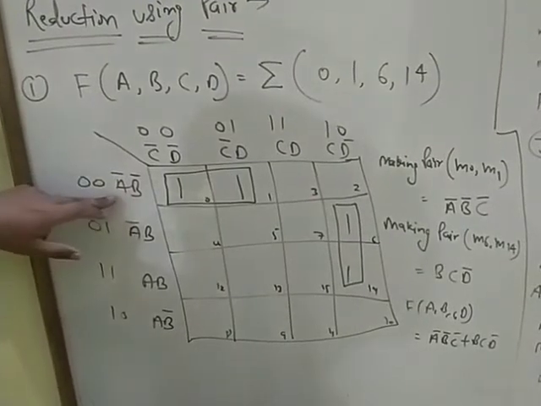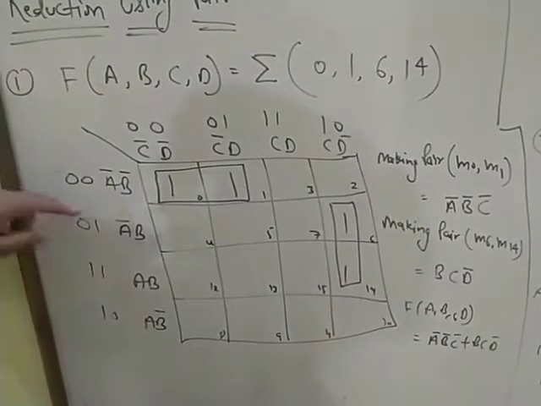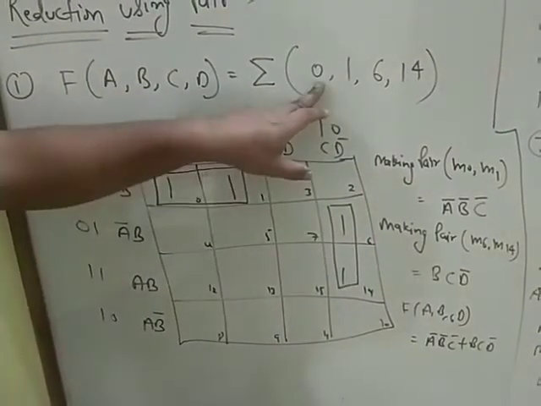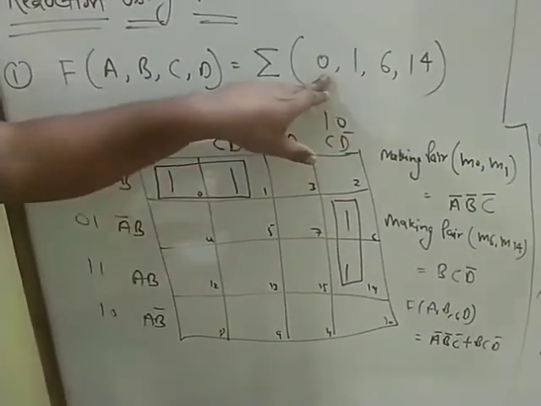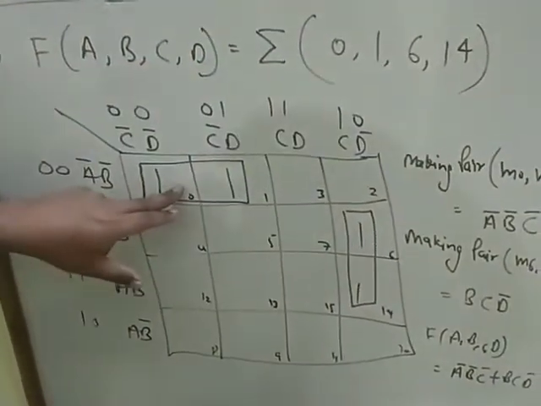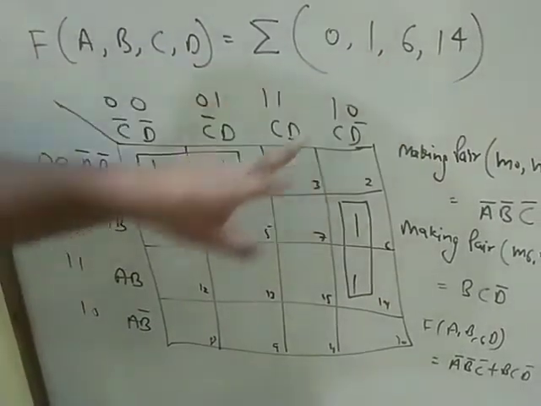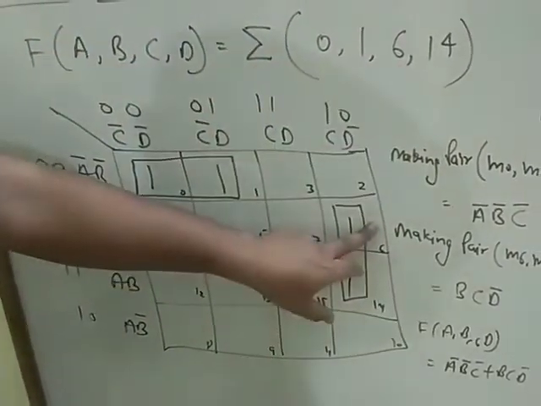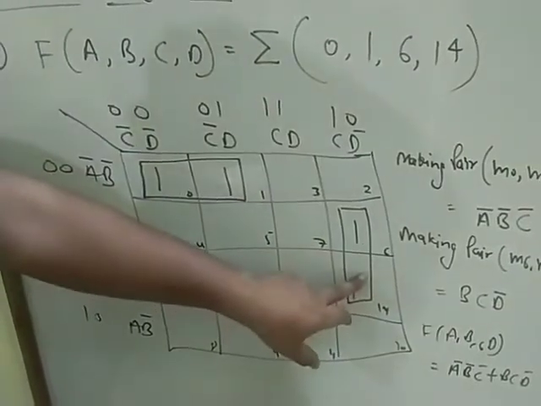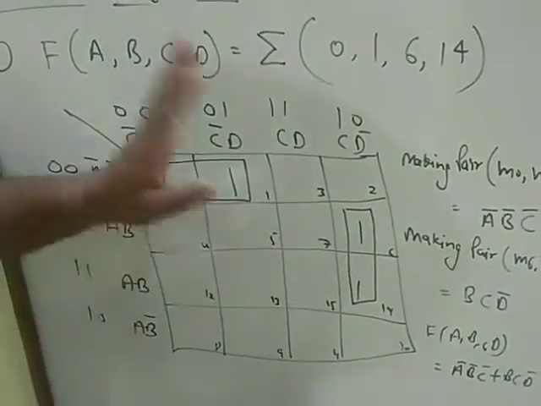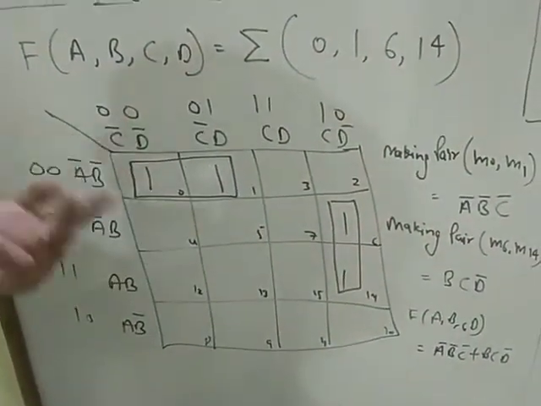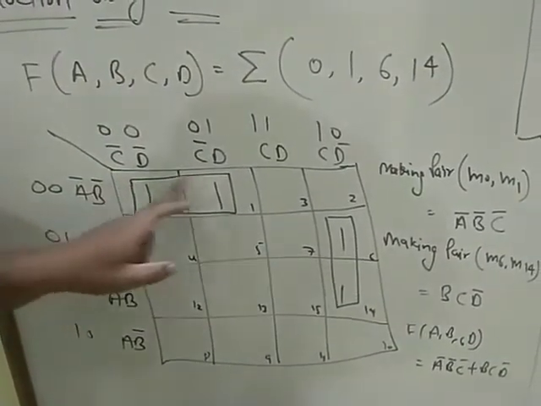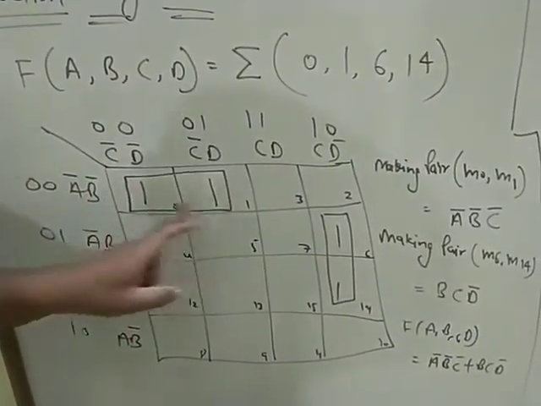The bar is applied on 0, so the complement of 0 is 1. So the values are given to us, 0 and 1. At cell number 0, put 1. At cell number 1, you have to put 1. Now cell number 6, put 1. Cell number 14, put 1. Now we will make the pair. We know that a pair is always made up of 2. So make the pair of these two, 0 and 1.